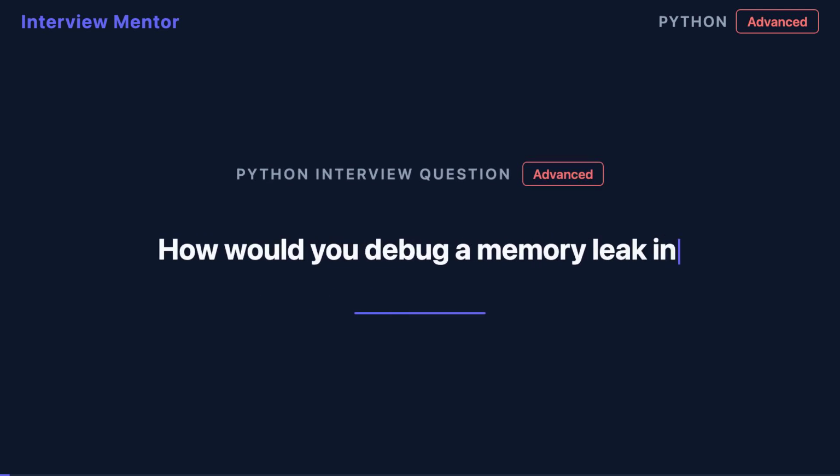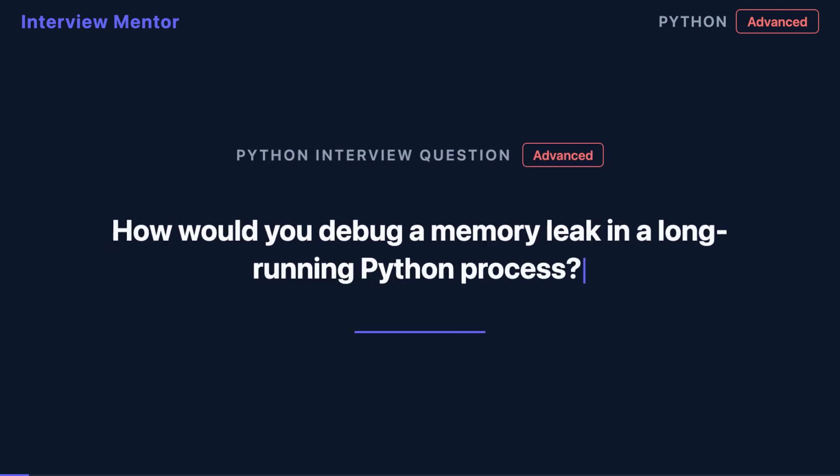Your Python service starts fine. 6 hours later, it's eating 4 gigs of RAM and crashes. That's a memory leak, and here's how you track it down.